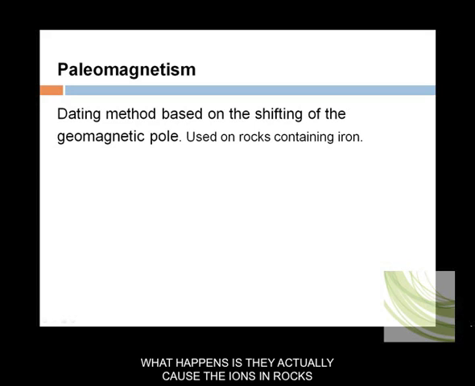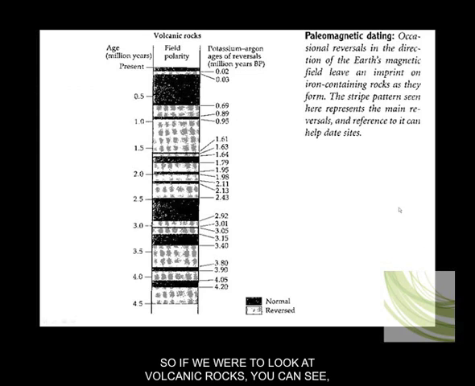What happens is they actually cause the ions in rocks that have iron in them to shift direction. So if we were to look at volcanic rocks, you can see, depending on where the poles are at, the rocks themselves actually take on a different appearance. So if we find things in a layer of rock that looks like this, below all of these other layers, it tells us how old something is.